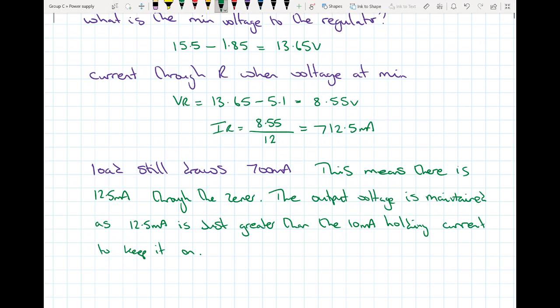Okay, and there we have it, just a note to that effect. And then that wraps up our voltage regulators and our power supplies for this topic.